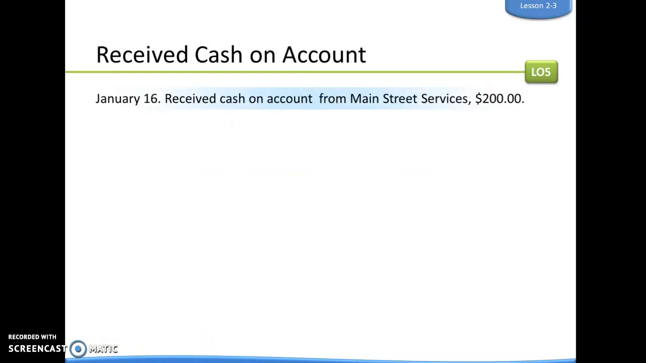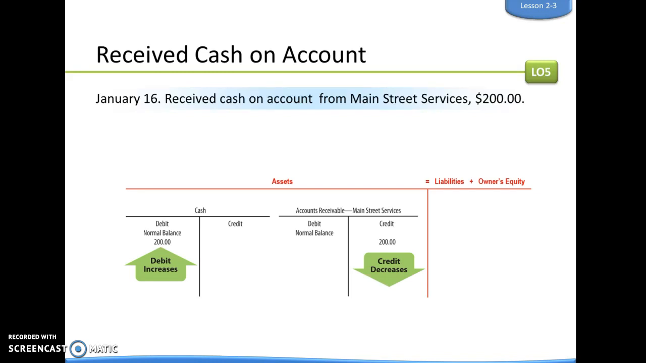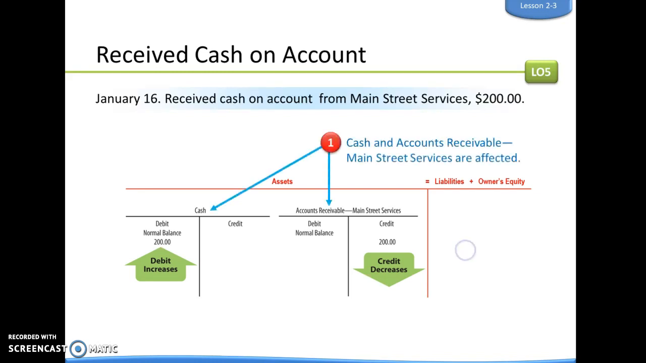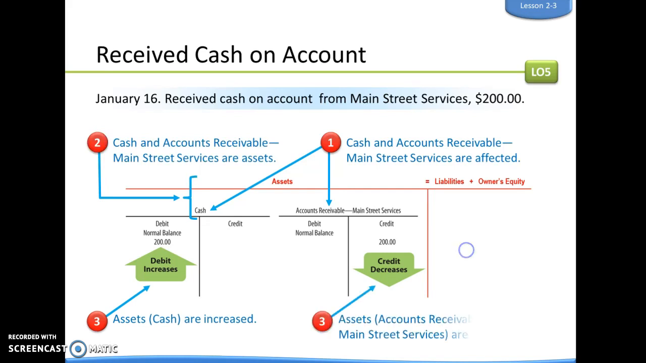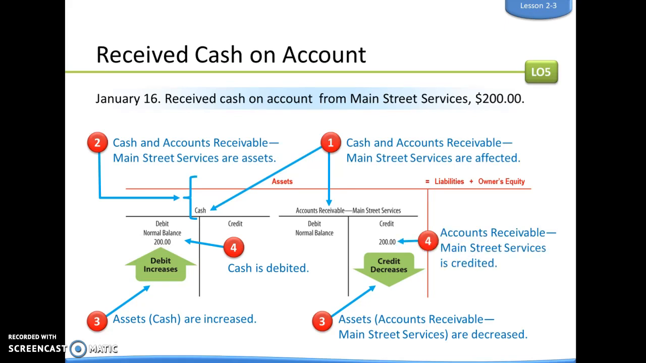Okay, then the next one, receive cash on account. January 16th, receive cash on account from Main Street Services, $200. So the two accounts we're going to use here are cash and accounts receivable, Main Street Services, two assets. Here the cash is going to increase, accounts receivable will decrease. So debit cash, credit accounts receivable.